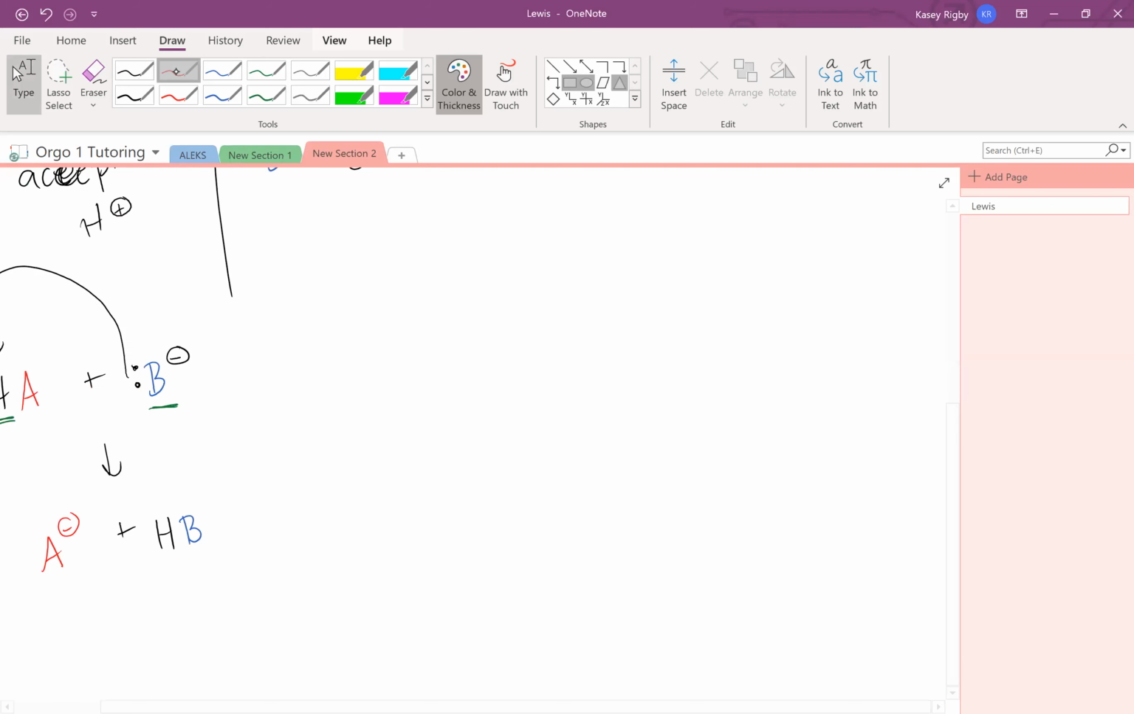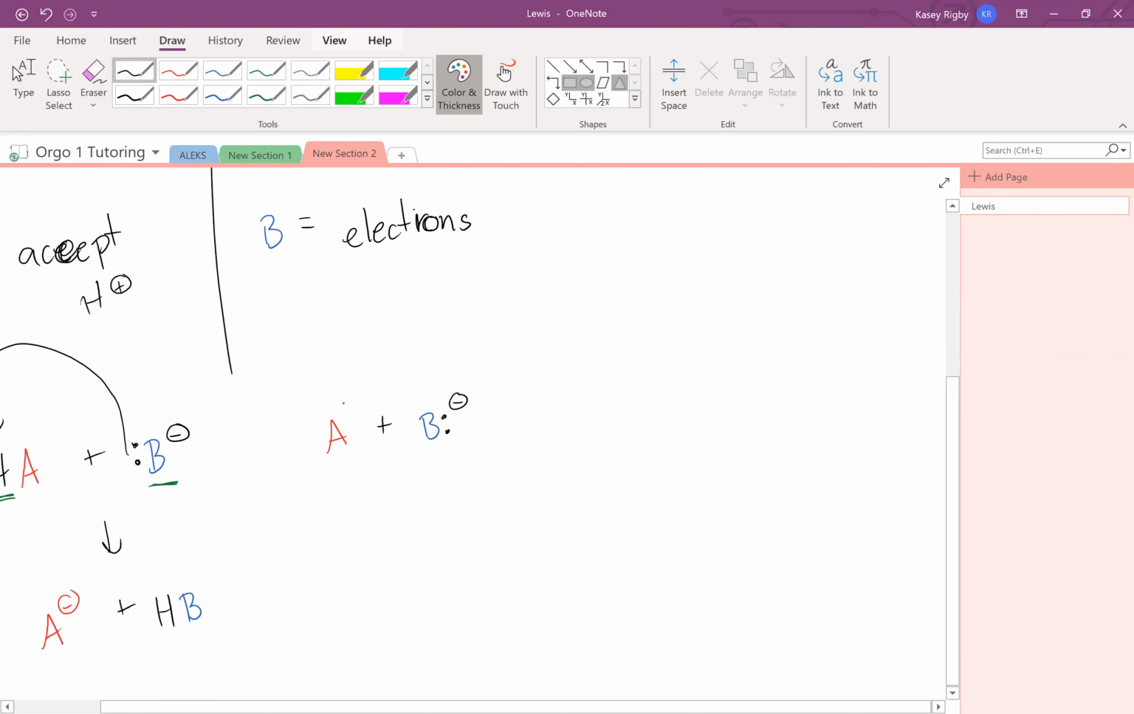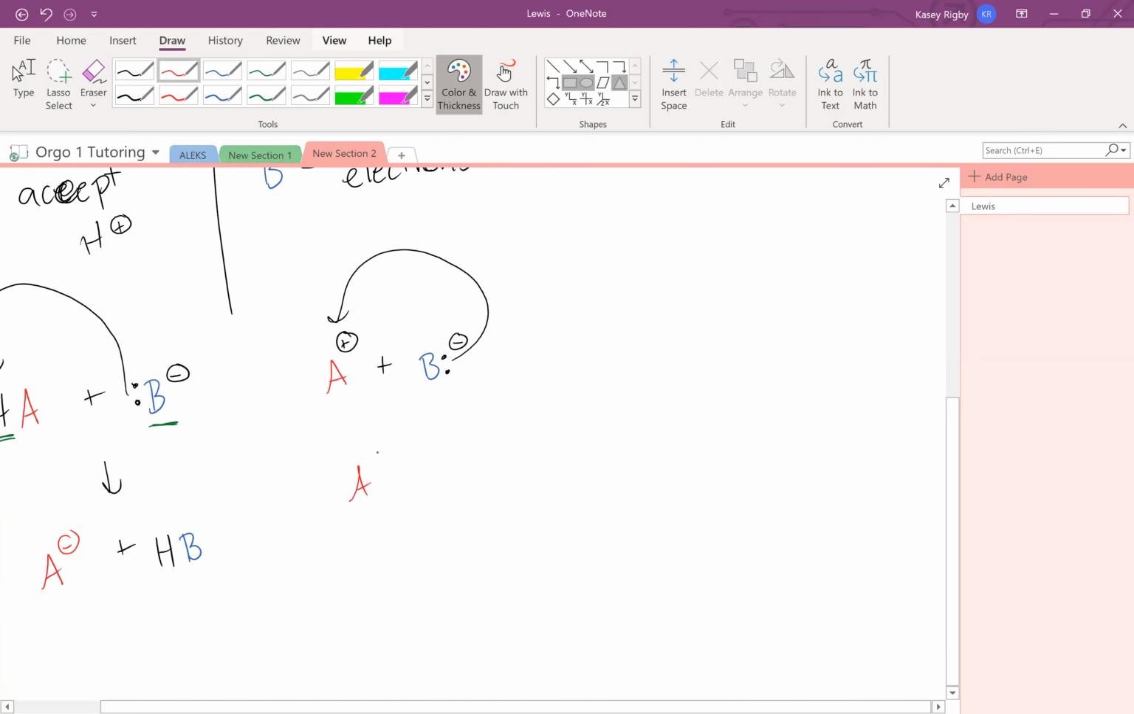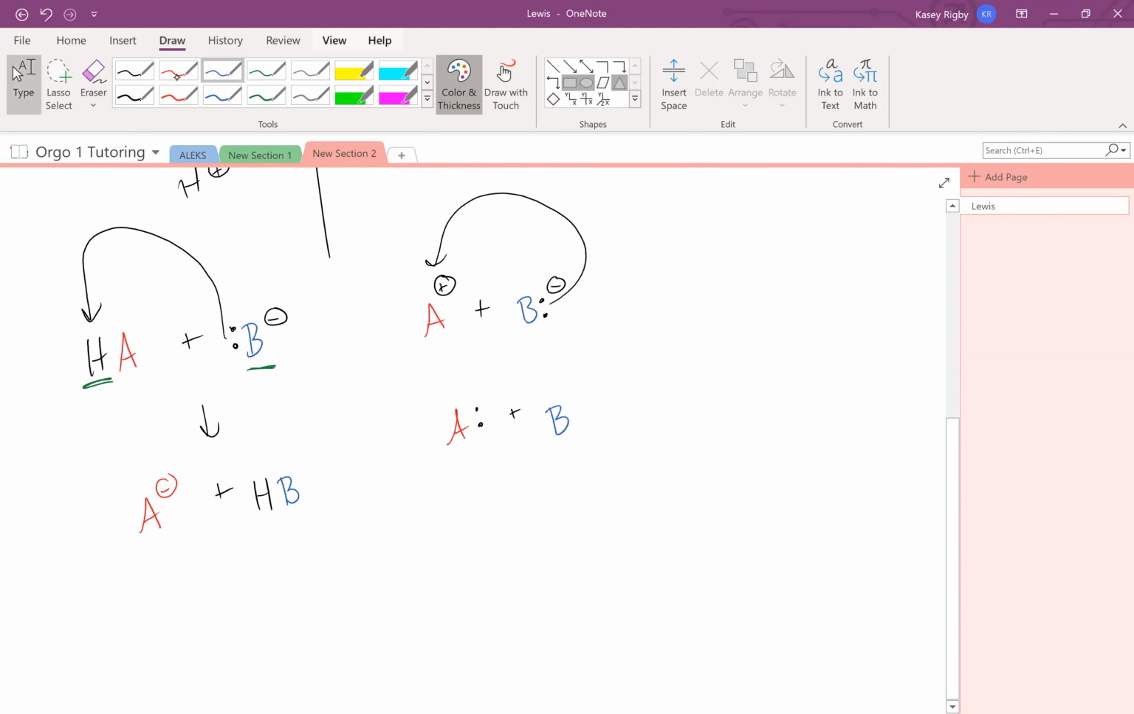Okay? Now let's say we had just A plus B over here. This B would be negative again, and this A would probably be positive or neutral. I'm just gonna make it positive for ease of understanding. So what happens here is the same thing. The B electrons are going to be donated to this acid. And so then we have A neutral plus B neutral, okay? So notice something here. We had a neutrally charged acid in the Bronsted-Lowry. It became negatively charged.